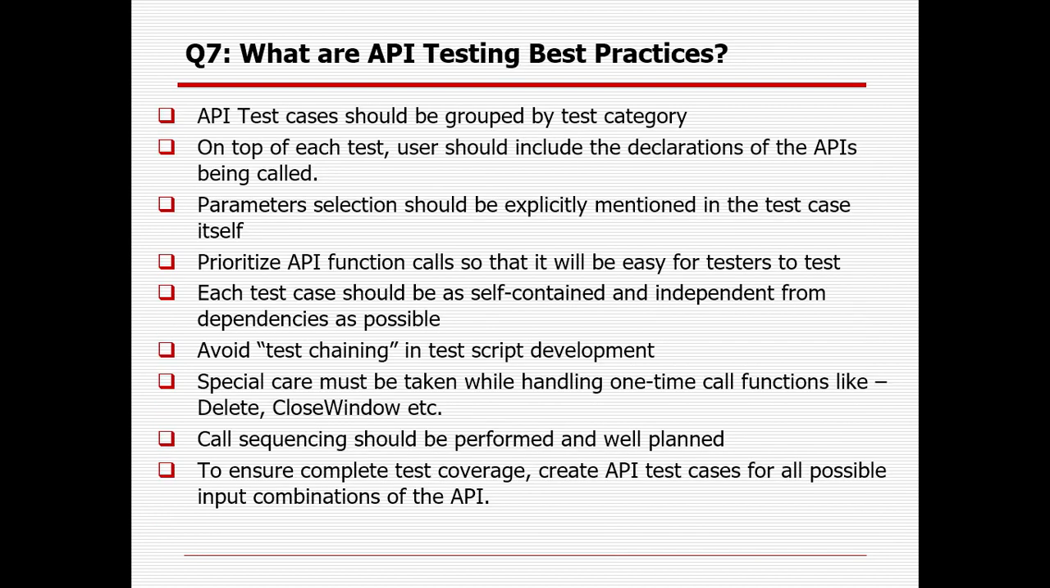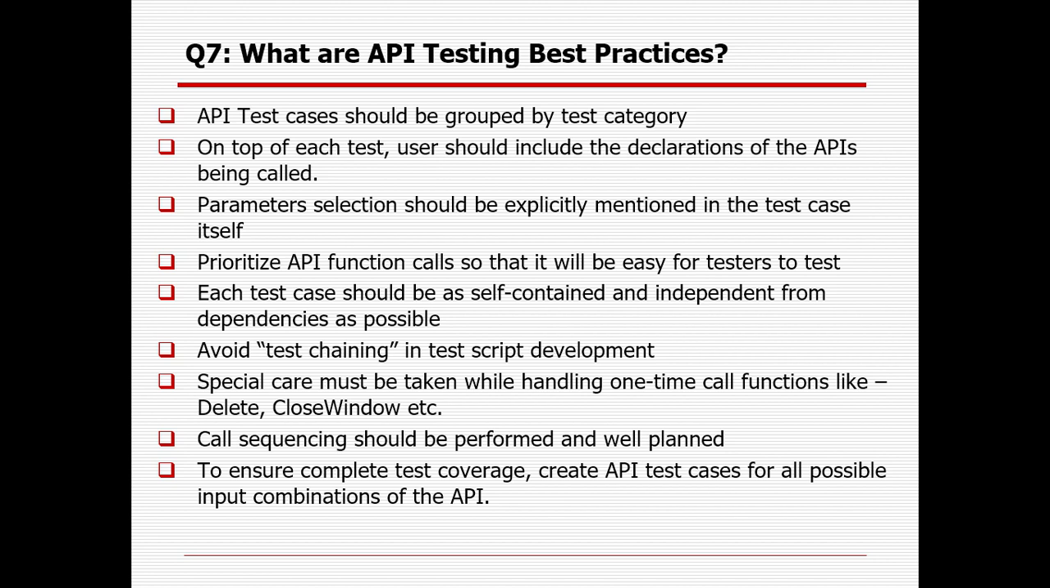Then what are the API testing best practices? API test cases should be grouped by category. On the top of each test, users should include the declaration of the API being called. Parameter selection should be explicitly mentioned in the test cases themselves. Prioritize API function calls so that it will be easy for testers to test.